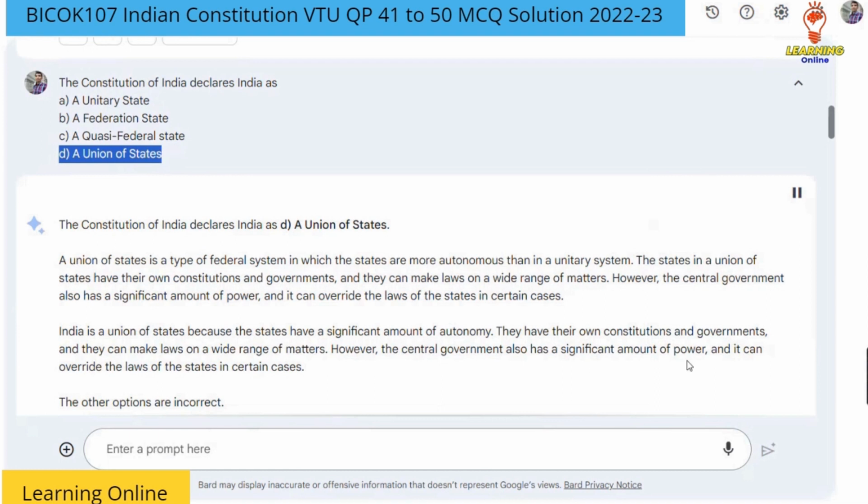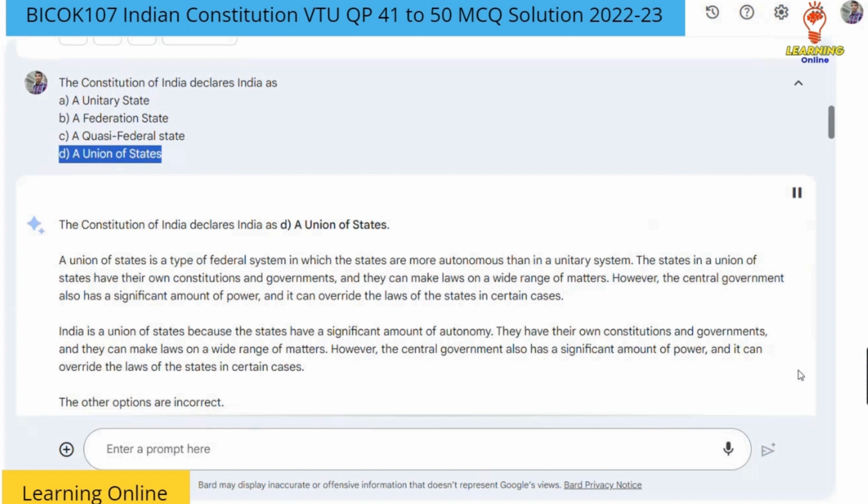The Constitution of India declares India as a union of states. A union of states is a type of federal system in which the states are more autonomous than in a unitary system. The states in a union of states have their own constitutions and governments, and they can make laws on a wide range of matters. However, the central government also has a significant amount of power, and it can override the laws of the states in certain cases. India is a union of states because the states have a significant amount of autonomy.